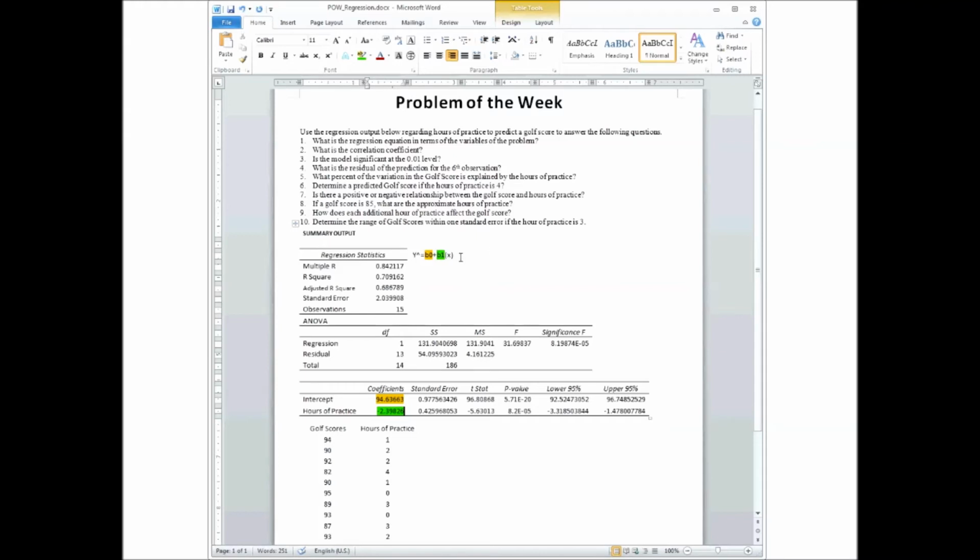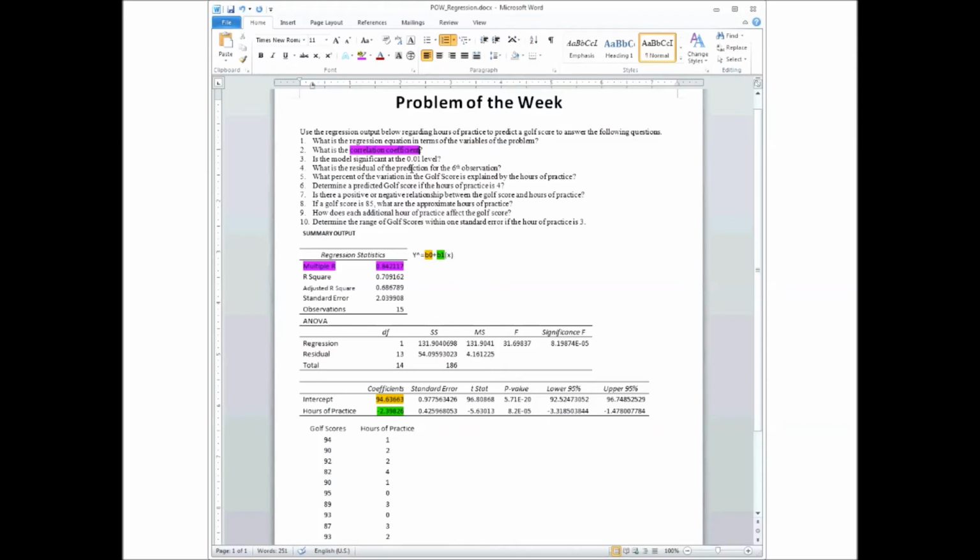Not a difficult problem. Number two, what is the correlation coefficient? This is just definitions and understanding what the question is saying. What is your multiple R? Your multiple R is generally known as your correlation coefficient. It's just definitions. What this actually tells you, however, is how steep your slope is and the direction of your linear regression line.